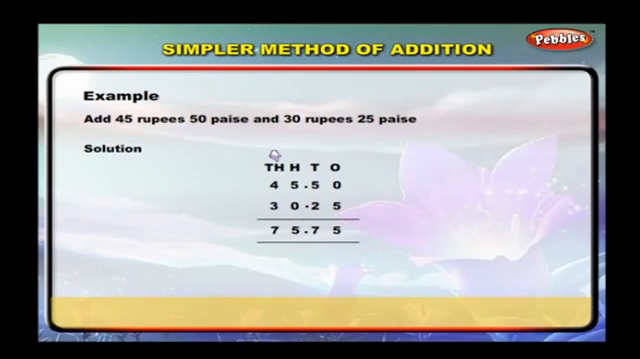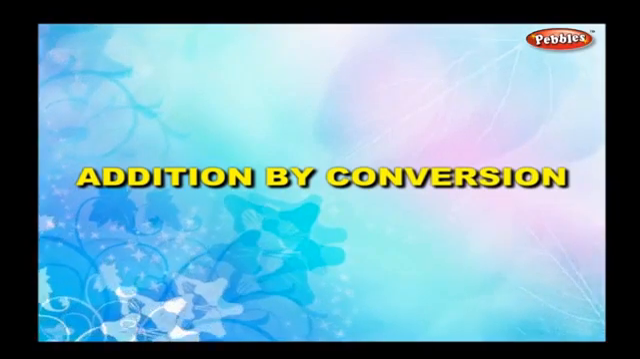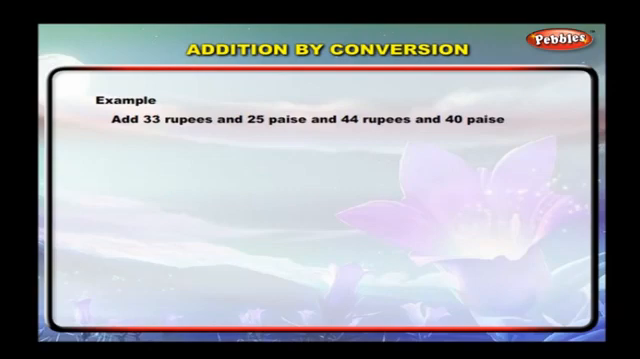We get 75.75. Hence, the given sum is 75 rupees and 75 paise. Addition by conversion. Example: Add 33 rupees 25 paise and 44 rupees 40 paise.